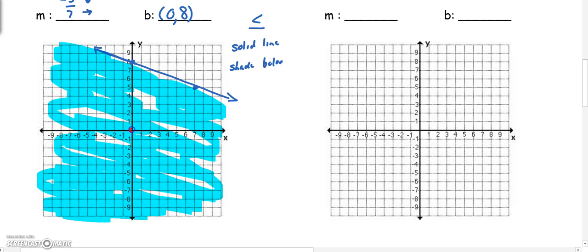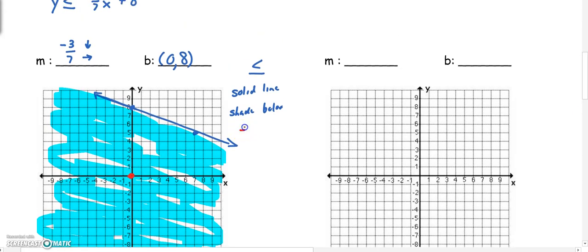Again, if I want to double check myself, I'll pick the point 0, 0. So negative 7 times 0 is greater than or equal to 3 times 0 minus 56. 0 is greater than or equal to negative 56. That's true. So it should be in my shaded region.